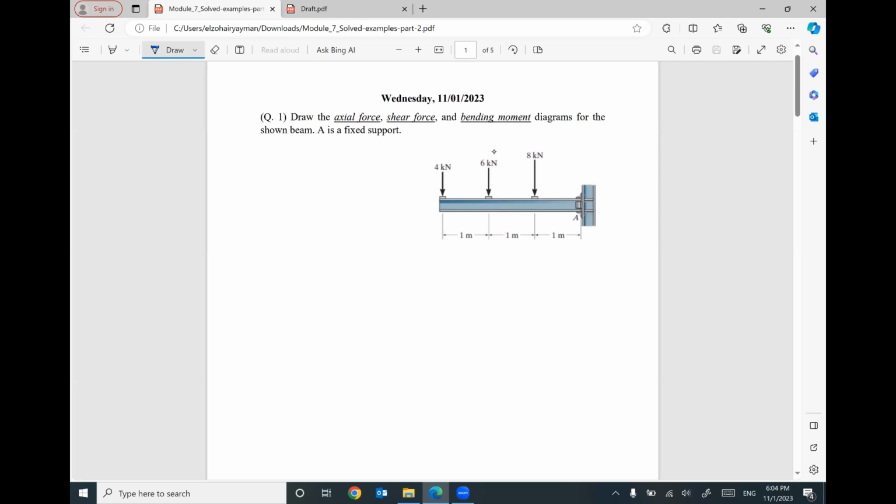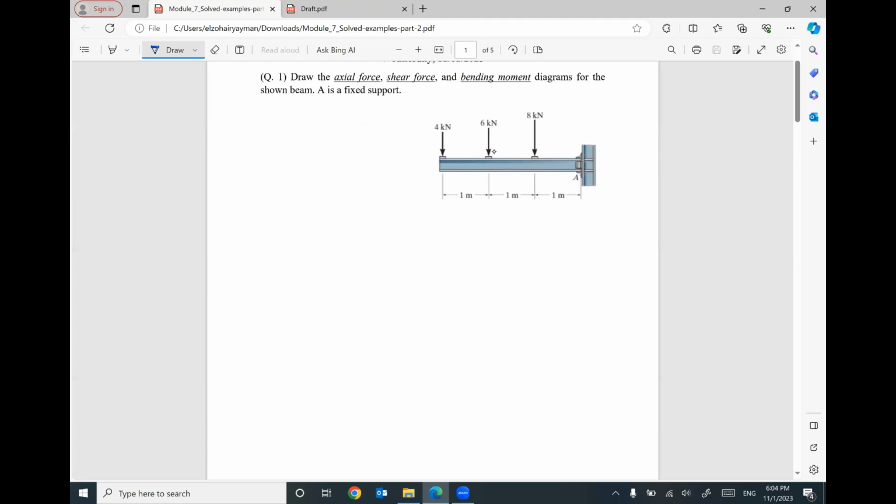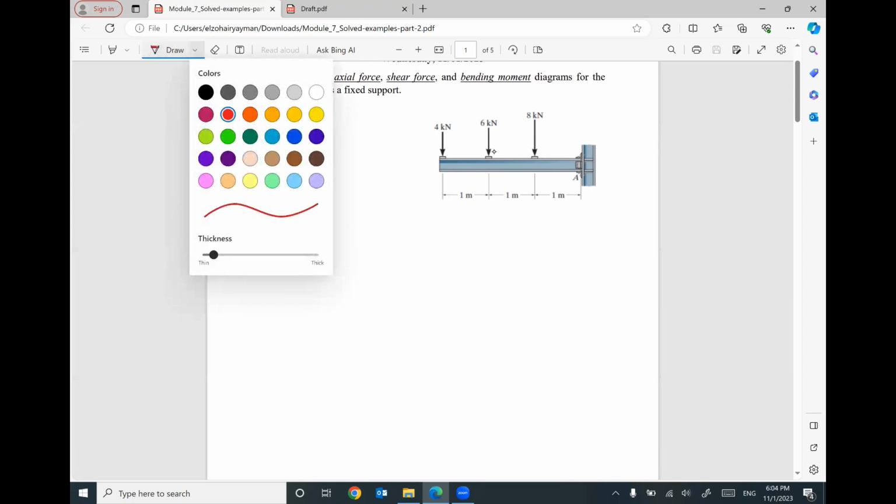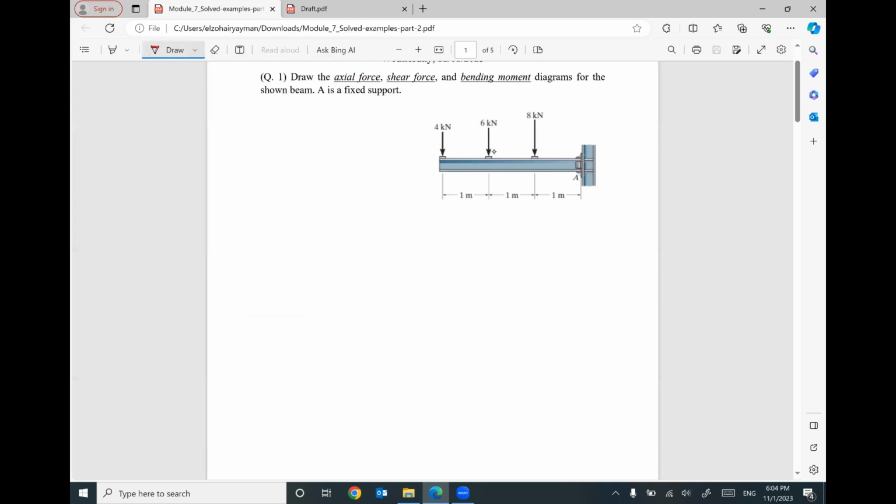I will start with this problem to draw the axial force, shear force, and the bending moment. As you remember, we have steps. The first step, I have to figure out the reactions. And I have to be careful about calculating reactions because wrong reactions means wrong diagrams.